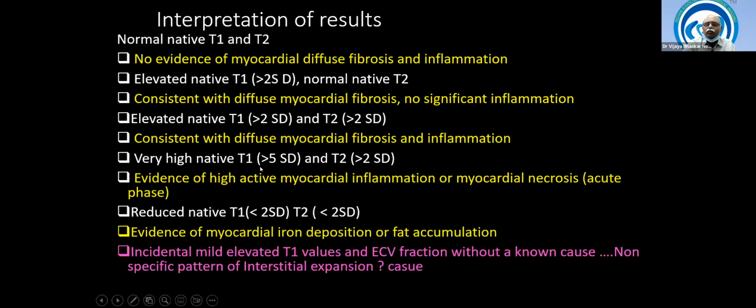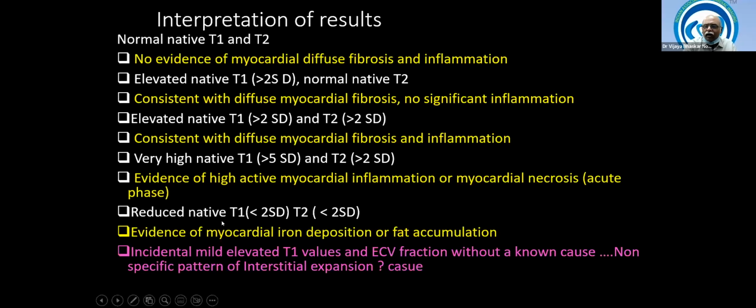High native T1 map values more than 5 standard deviations and T2 more than 2 standard deviations indicate highly active myocardial inflammation or myocardial necrosis, the necrotic phase. Reduced T1 less than 2 standard deviations, and T2 less than 2, because of myocardial iron deposition.